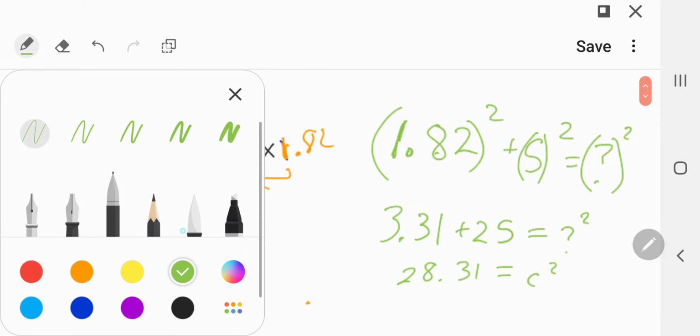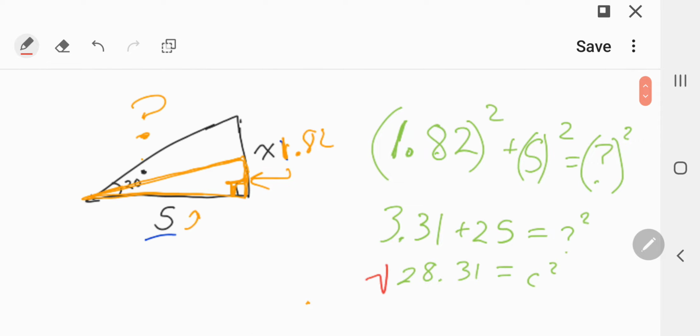And the best part is square rooting. And reflexive property, switch it around. C equals, I have to actually look this up. Square root it. 5.32. Move over question mark. We now have our answer.